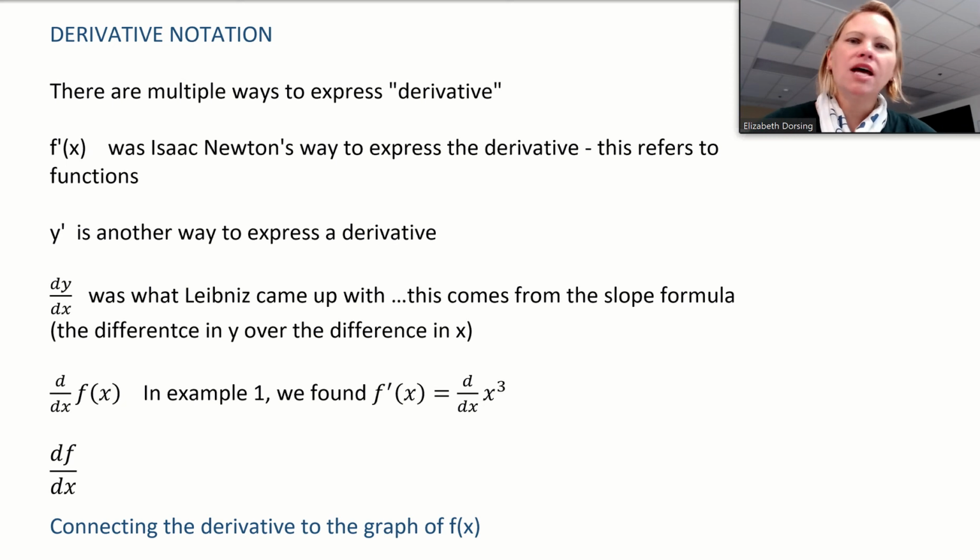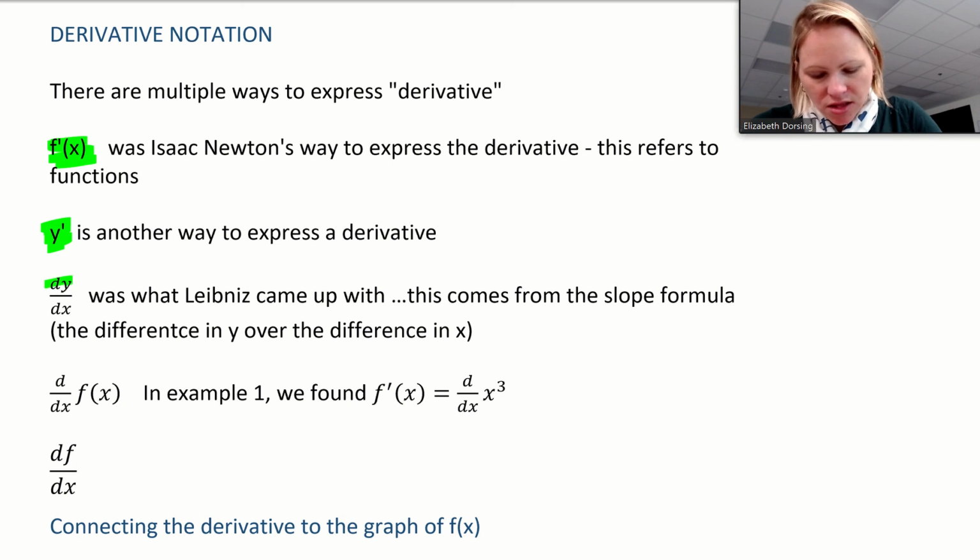And so Isaac Newton had his way of expressing a derivative. This f prime was Isaac Newton's notation. And it's great and it's easy, and we're going to probably use this quite often because it is much more succinct and easy to use. Y prime is another way to express a derivative. So if we have something that's not in function notation, we can refer to the derivative as y prime.